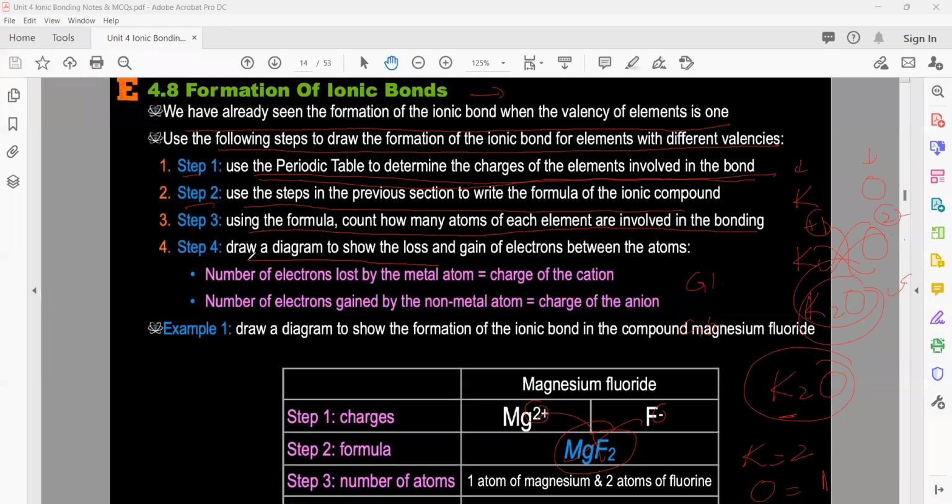Step 3: draw a diagram to show the loss or gain of electrons between atoms. For example, I want to draw the diagram for this one. I told you that potassium is group 1, so how many electrons does it have? 1 in the last shell. And oxygen has how many? 6 in the last shell because it is group 6. Got it? This potassium will lose 1 electron and it will come here. How many will it become? Before it was 6, now it becomes 7. Still it needs 1 more.